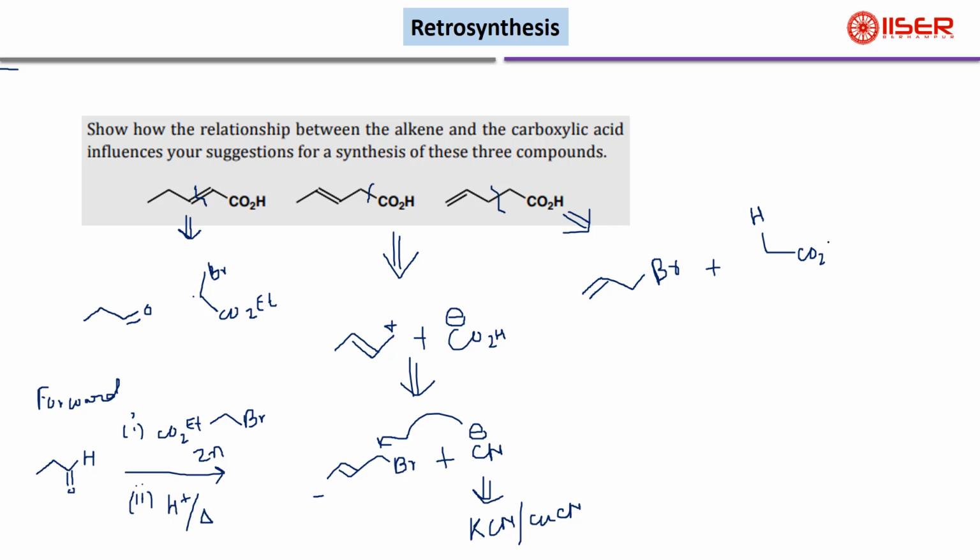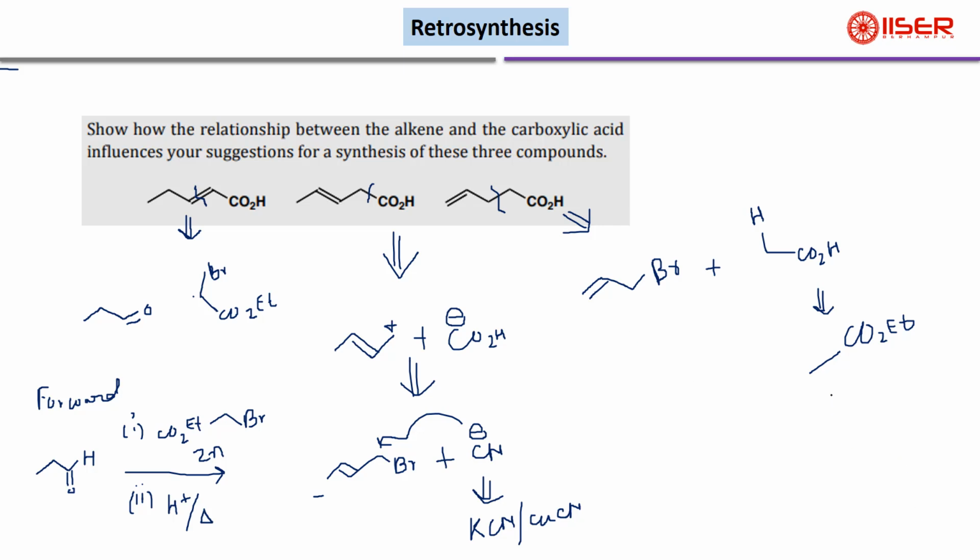So if it's an ester, in presence of base it will undergo enolate formation. This enolate would react with this one to substitute this bromine. After that, through hydrolysis we can get this one. Forward synthesis I think it's clear, so I am not drawing it.